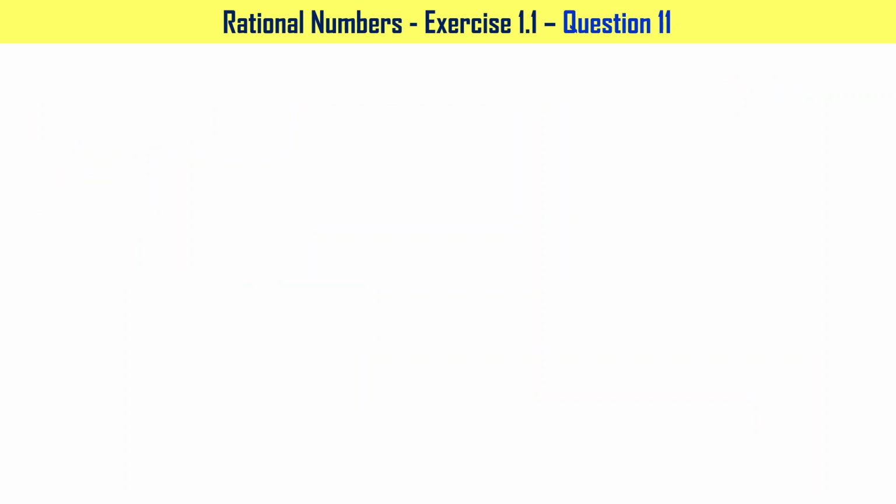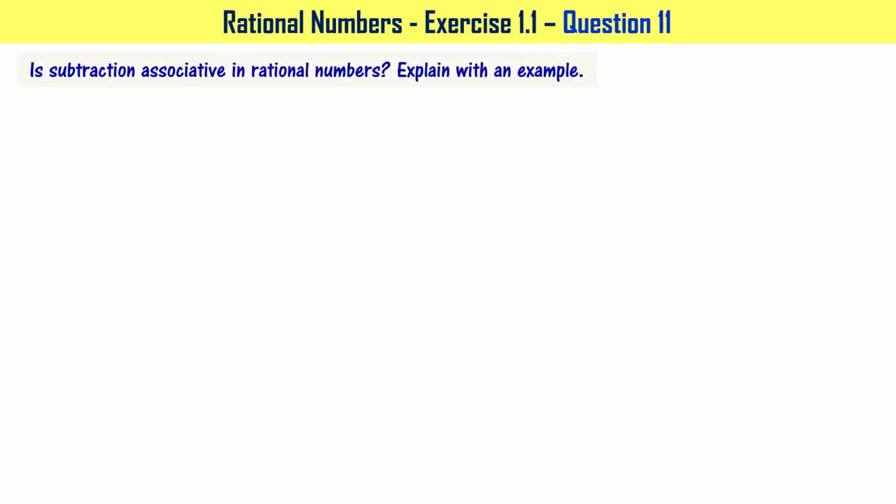Question number 11. Is subtraction associative in rational numbers? Explain with an example. Let me consider a subtraction problem for three rational numbers: 1 by 2, 3 by 4 and minus 5 by 4. We want to find the value of 1 by 2 minus, 3 by 4 minus of minus 5 by 4, right?